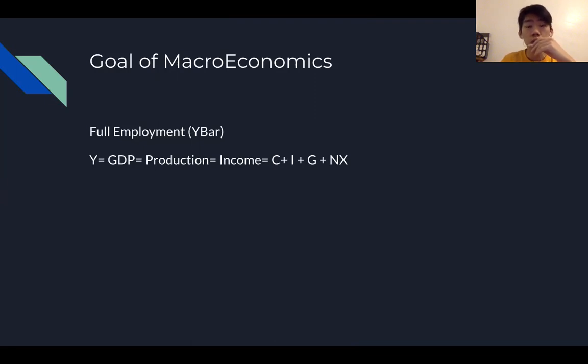So when we're talking about Y bar, we're talking about a certain level of production that equals full employment. So when we produce a certain amount of product in the economy, we have to hire people. And at a certain level of production, we've hired everyone who wants to work. And that's what we call Y bar. And so our goal is to find some Y equal to Y bar, some level of production where everyone has a job. And the second goal is to have stable prices.